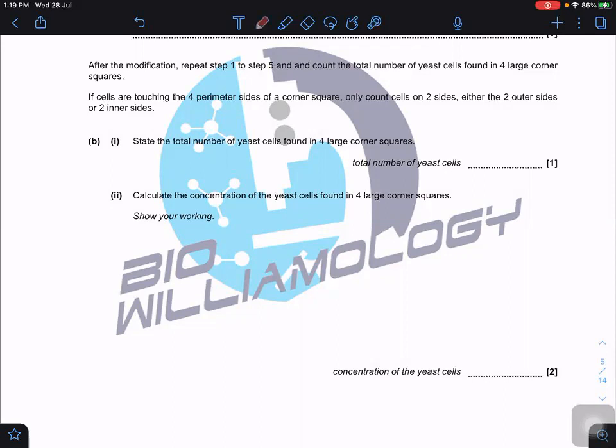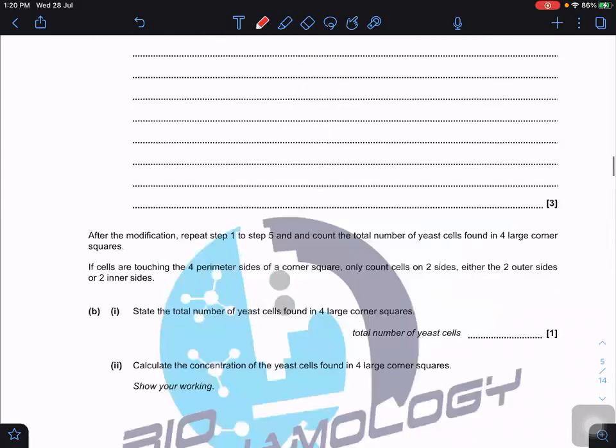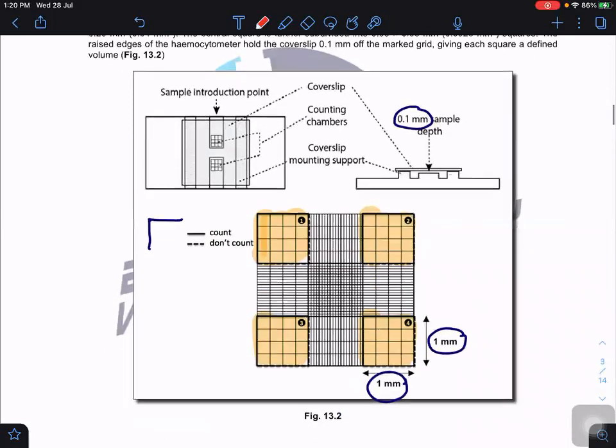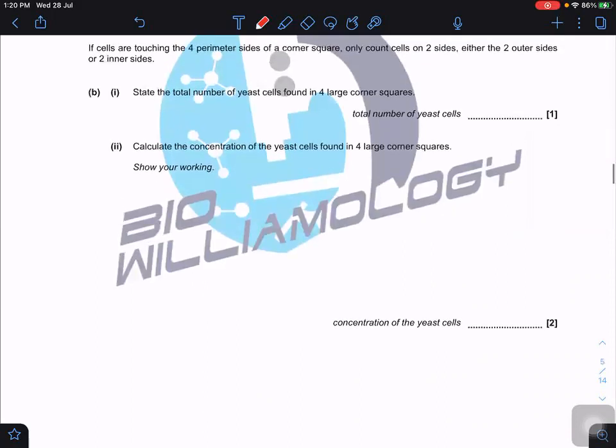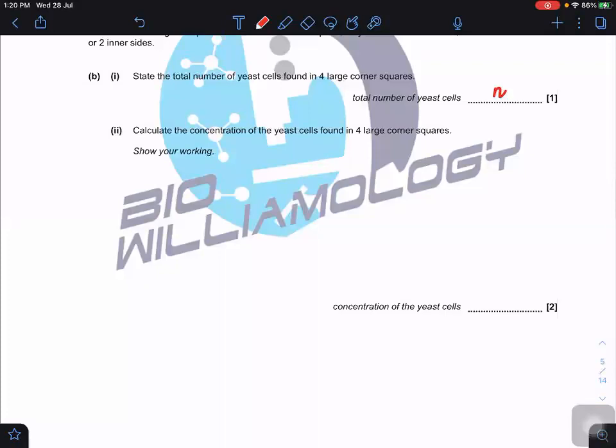Okay, so let's say the total number. You do a simple calculation. The grids given here, we follow the grids. This is the grid that we're going to use. So state the number of yeast cells found in the 4 squares. Let's say the total number of yeast cells is equal to n. Then calculate the concentration of yeast cells found in the 4 large corner squares. That means we get the mean number of cells per chamber or per square. Since the question used the word square, it is equal to n divided by 4.